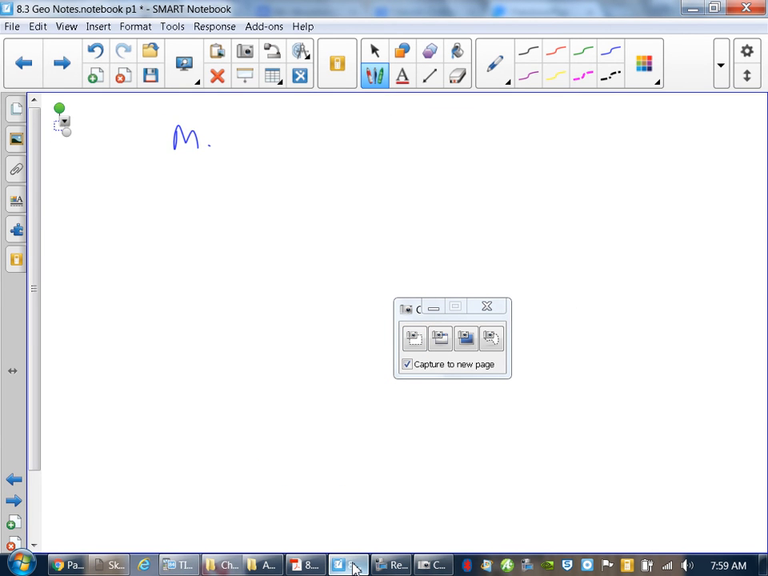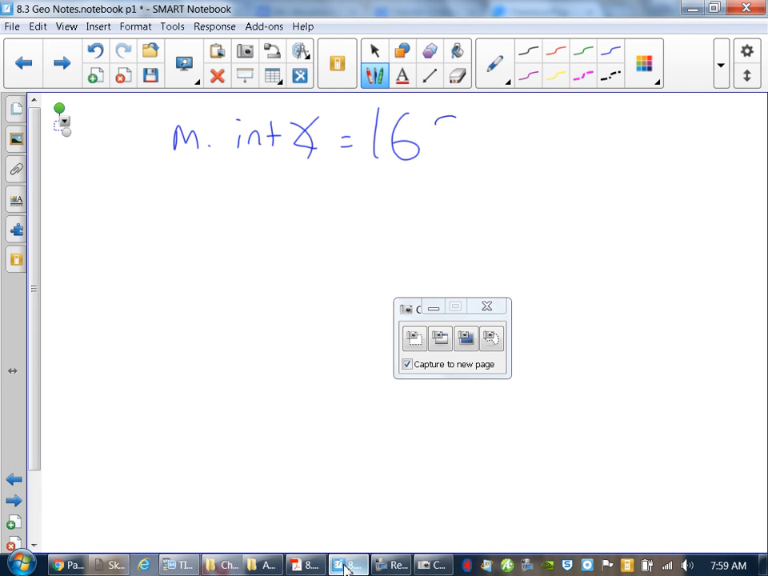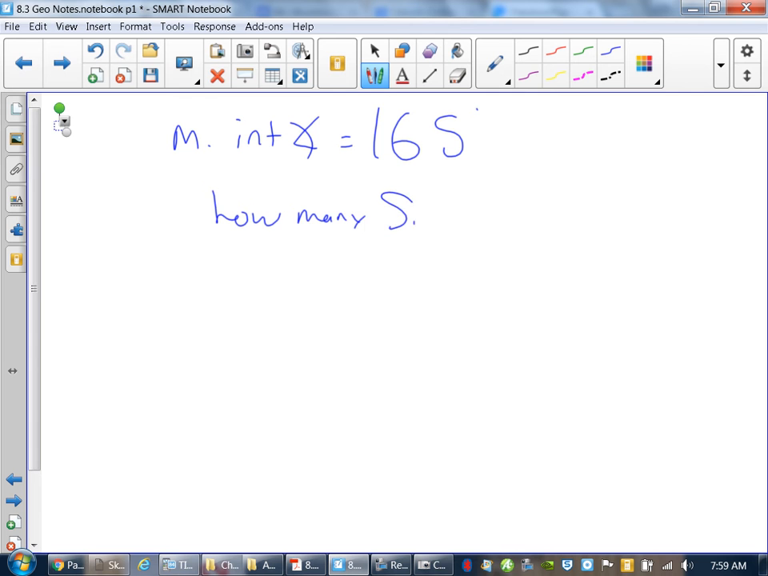The measure of the interior angle is, what was it? I forgot. This is regular polygons. Okay, this would be a regular polygon. So the measure of each interior angle in a regular polygon measures 165. How many sides does it have? Draw your little picture. It could be 24.